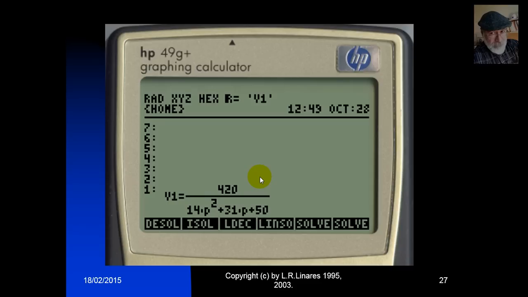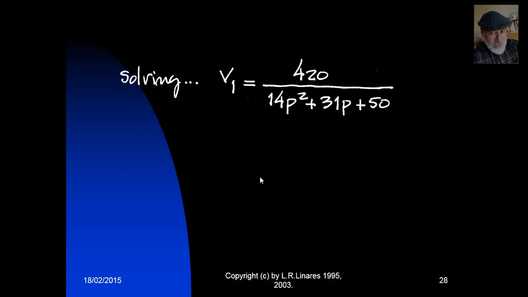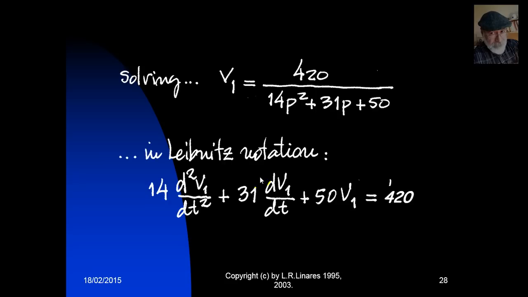Solve, and you get that V1 is 420 divided by 14p squared plus 31p plus 50. But that is no solution. That is a differential equation with the coefficients 14, 31, and 50, and the right-hand side term of 420. We're solving for V1. That is a differential equation that we would write using Leibniz notation like this. Observe the coefficients of the left-hand side, 14, 31, and 50, and the right-hand side term 420.